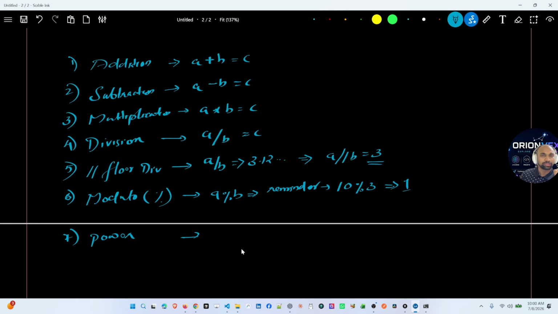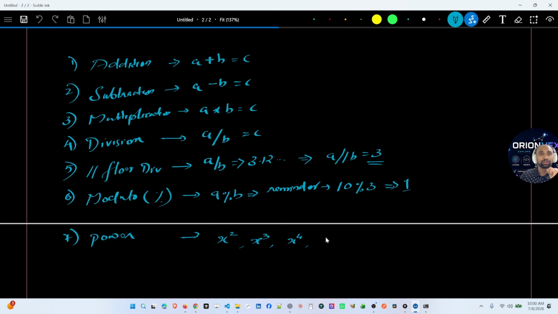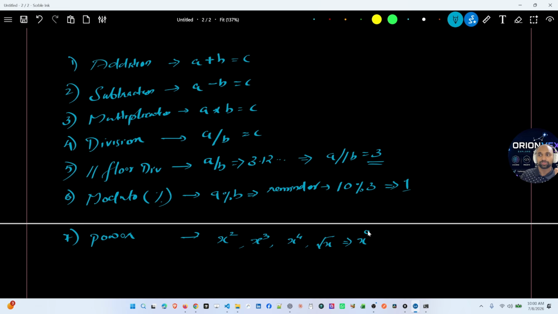Then we come to the power. Power means exponential. Suppose I want to take x square, or x cube, or x raised to 4, these are called the power. In that case, we can also calculate the root of any number with the power. Suppose you want to take the square root of x, we can give it as x raised to 0.5. Like that, we can calculate the power of any number.